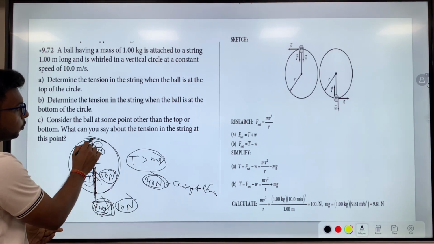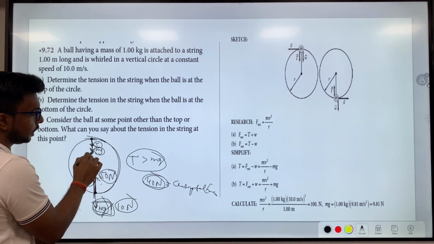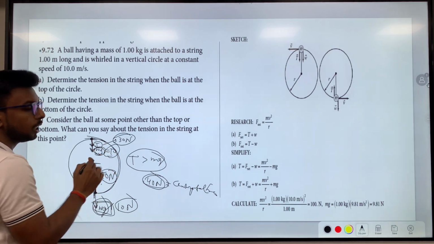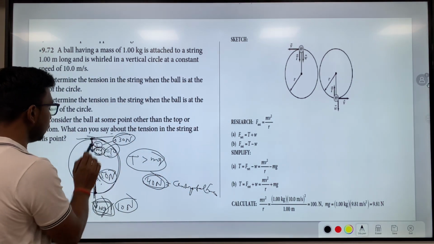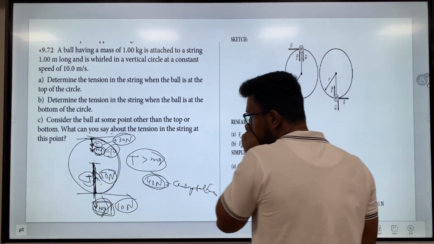But at the topmost point, what is happening? Tension and mg are both in the same direction. Now mg is 10, so tension only has to provide 30 newtons to get to the required 40 newton mark. So at the topmost point, tension would be lower, and at the lowermost point, tension would be higher. Okay.